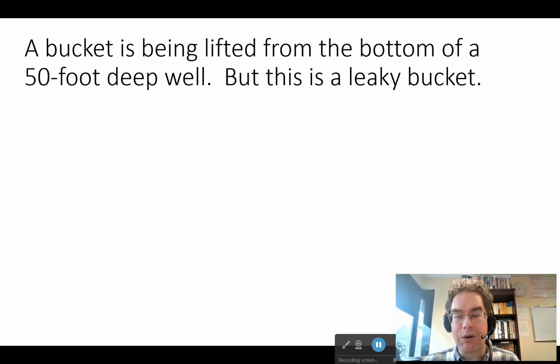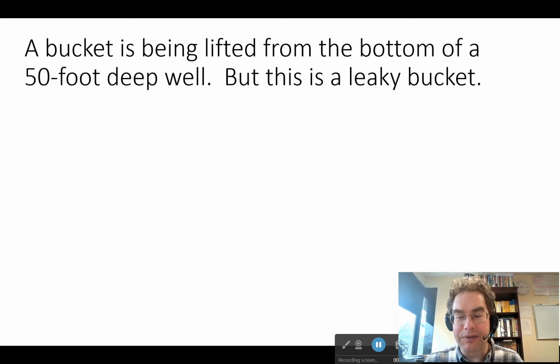Okay. So the well here is 50 feet deep. So we filled the bucket with water and we begin lifting it. But here's the twist. This is a leaky bucket. So as we lift it, it is losing water. Okay, and of course it would be losing water over time. But we will relate the loss of water to the height of the bucket. We'll presume that everything is kind of proceeding at a constant rate here.